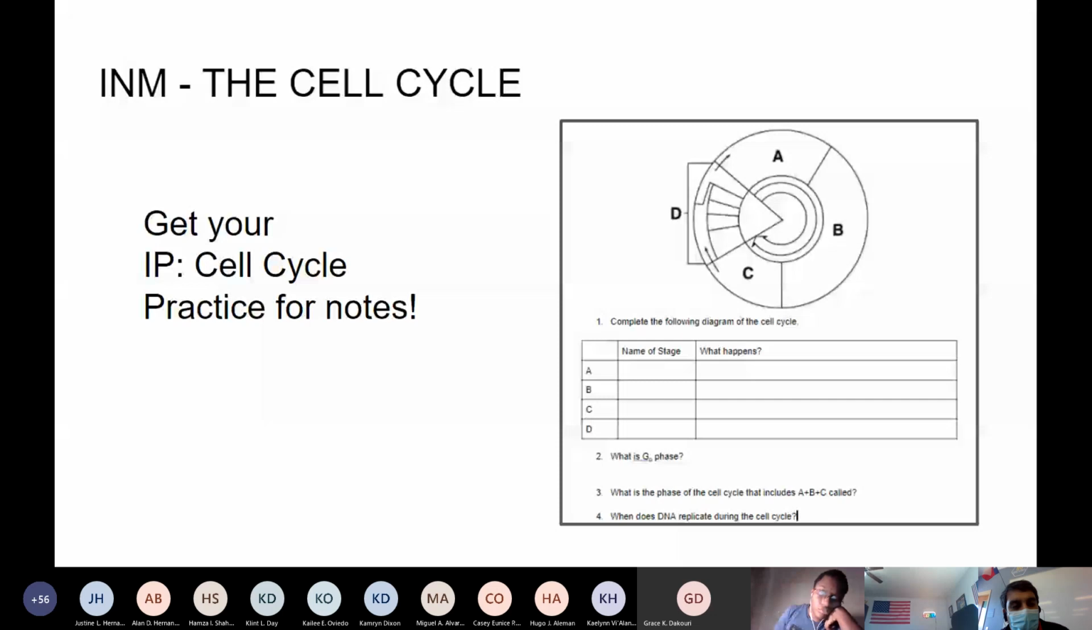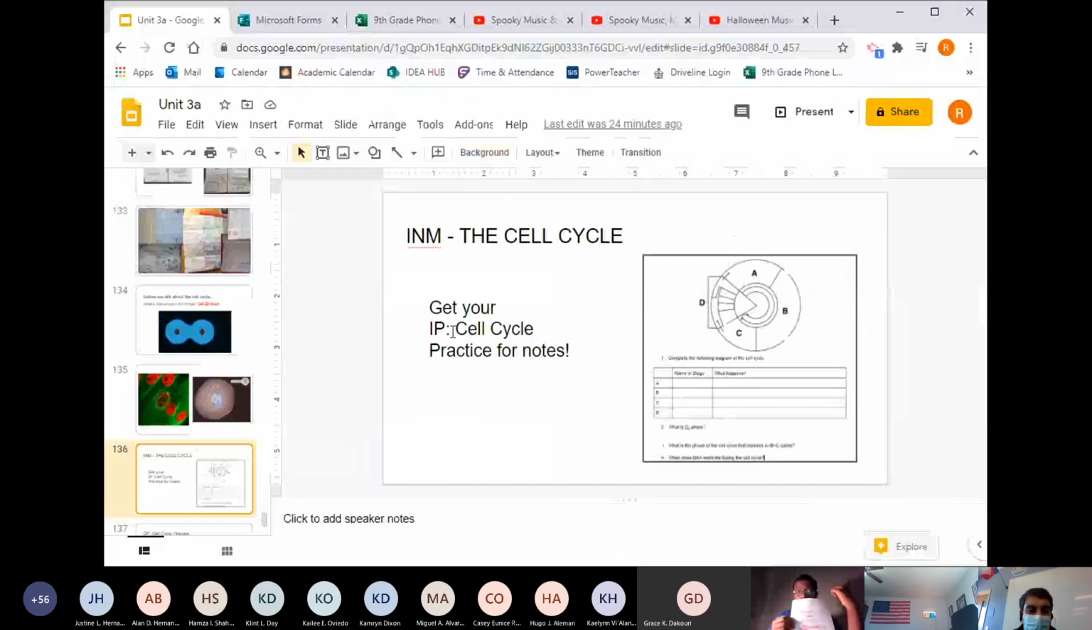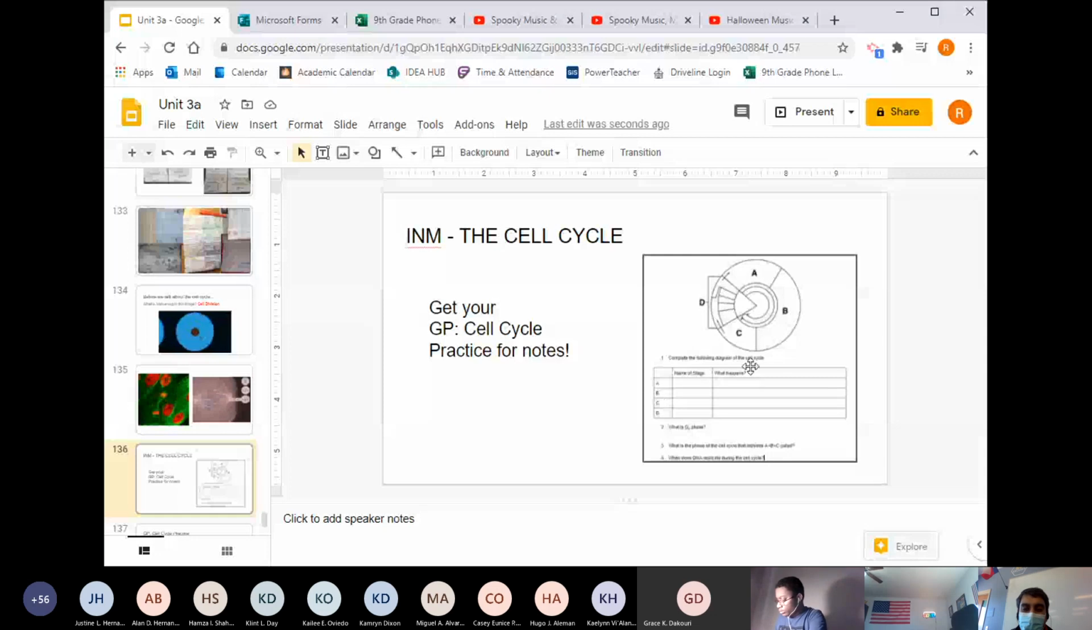So if you could for me, go ahead and get your guided practice. It's located in assignments. It's not an independent practice, actually a guided practice. There is a blank cycle. We're going to talk about the different stages of the cell cycle, and you're going to fill out that chart. Pretty simple, not too crazy complicated.